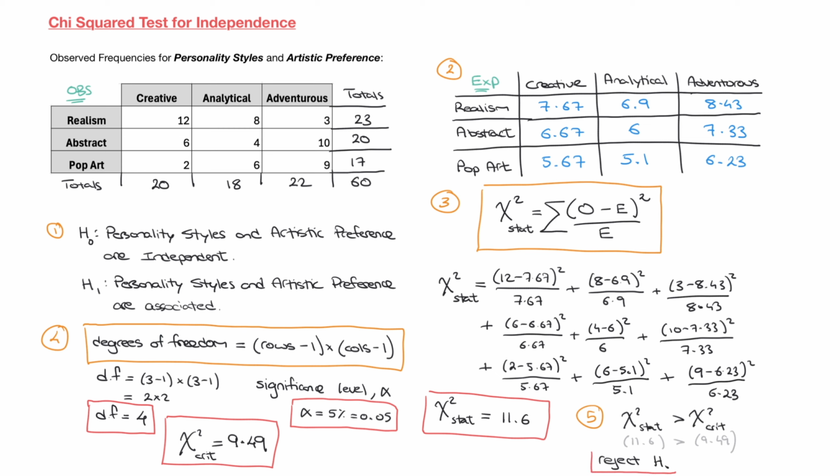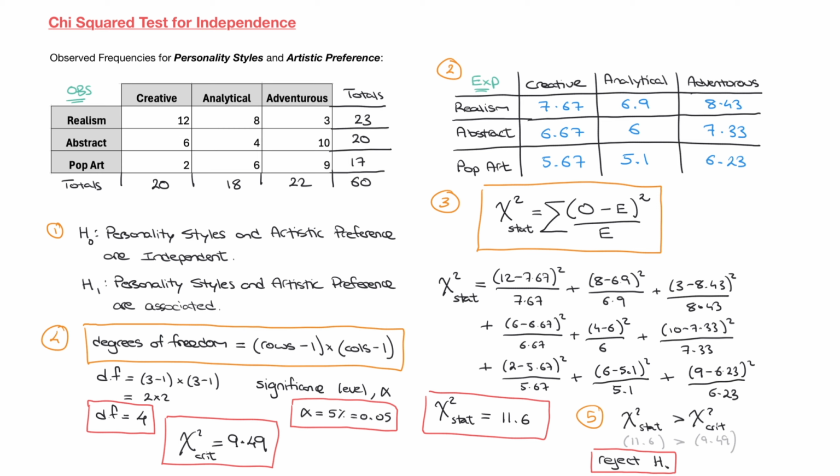And there we go. Okay, so since our chi-squared statistic is greater than the critical chi-squared value, we reject the null hypothesis. And what that suggests is that personality styles and artistic preference are not independent. And we therefore accept the alternative hypothesis, which suggests that personality styles and artistic preference are associated.